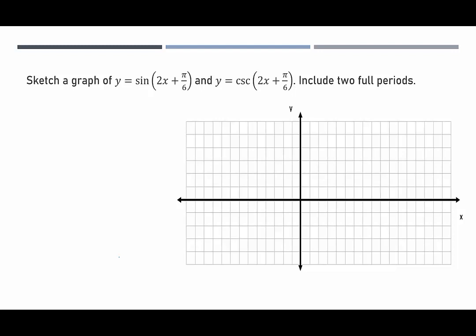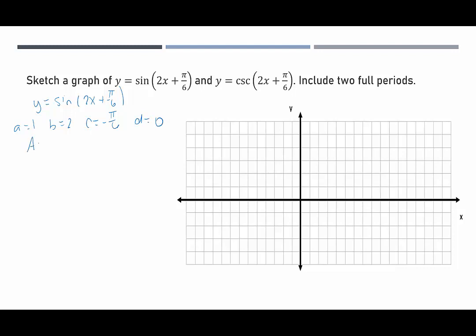In our final example, we want to sketch a graph of y equals sine of 2x plus pi over 6 and y equals cosecant of 2x plus pi over 6. Let's start with our sine graph. So we have sine of 2x plus pi over 6, and we can identify a is 1, b is 2, c is negative pi over 6, right, because it's the opposite of what we see, and d is 0.